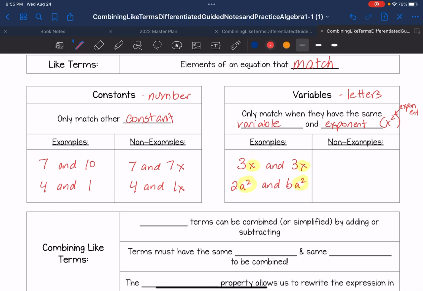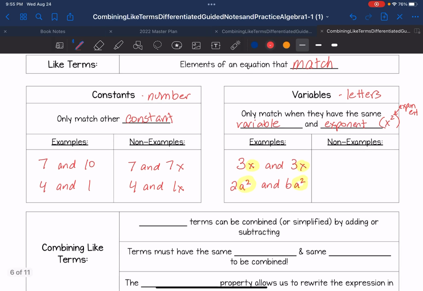So non-examples of this would be 2b and 2a. Notice those letters, they do not match, so we cannot combine those. They are not like terms. Another non-example, or things that do not combine, are 3x and 4x squared. So even though they both have x, they have different exponents. So note right here, there is an exponent here and there is not an exponent here. Okay, they have to be the same.